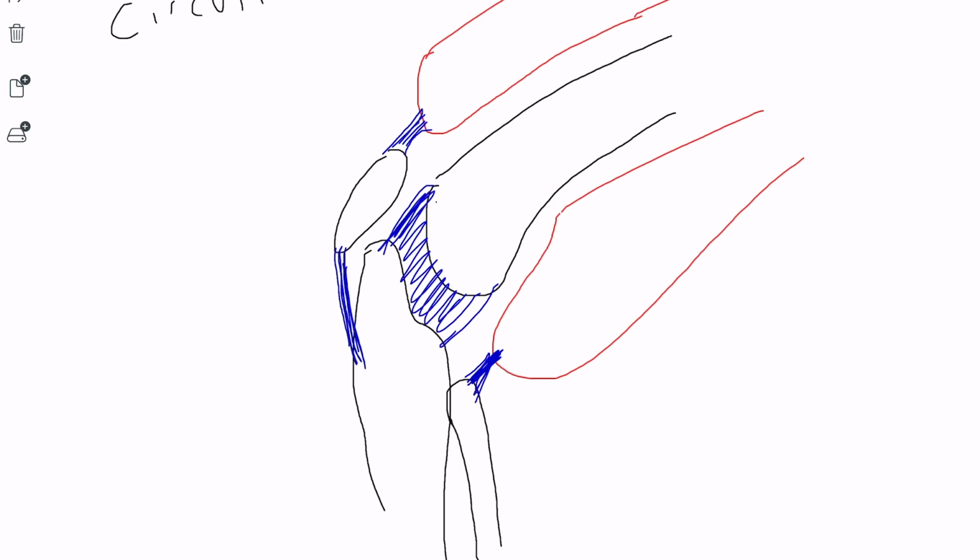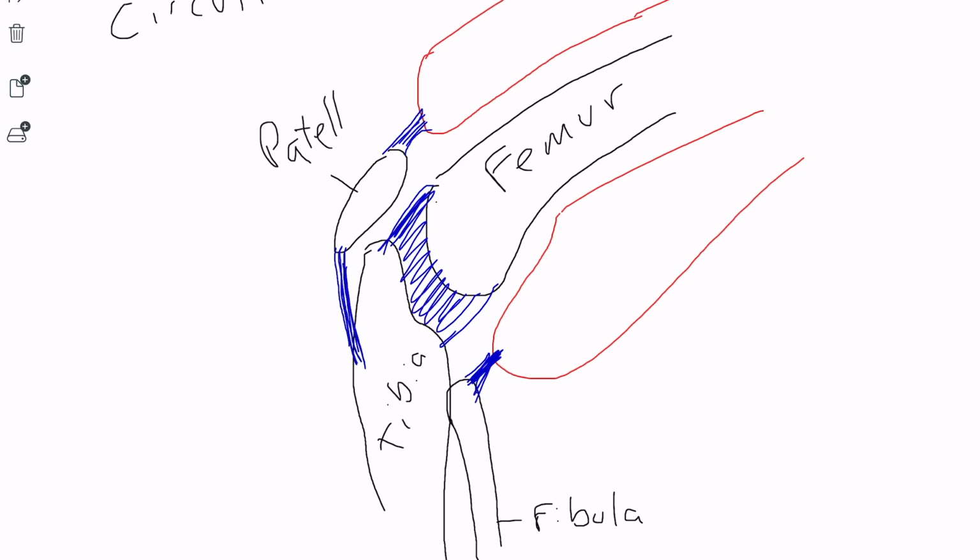the basics right now. So I have an image here of the side of the knee. So right here we have the femur. Down here we have the tibia, and the fibula right here. And right here we have the patella, or the kneecap.